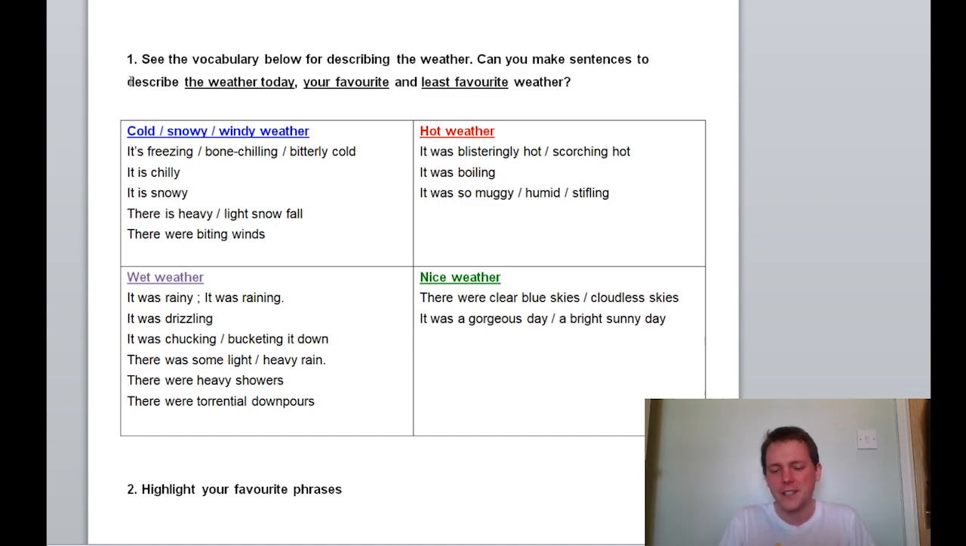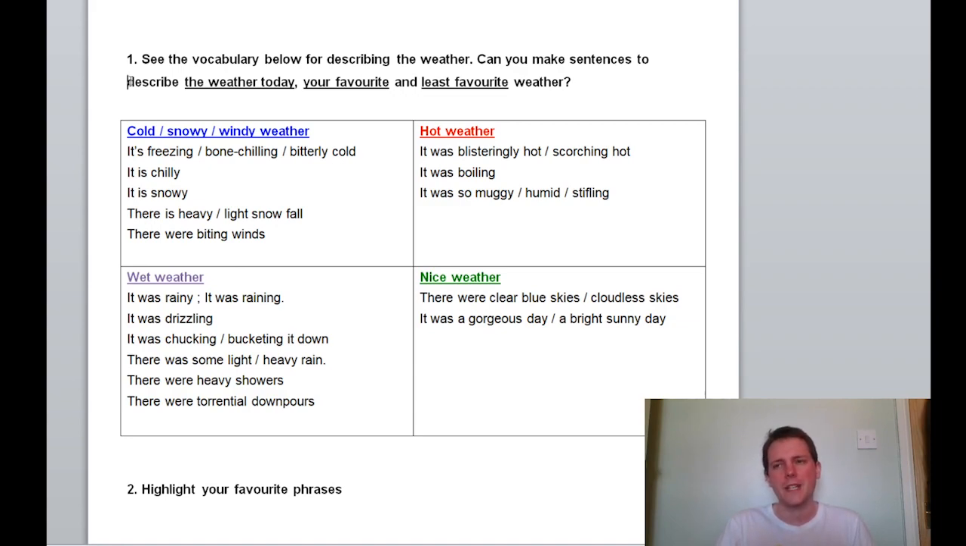Okay, cool. Let's see if I can do it then. Describe the weather today. Well, it's a pretty lovely day today. I have to admit, the weather's pretty nice. There are clear blue skies. Earlier there were a few clouds, but at the moment it's pretty much cloudless. It's quite a bright sunny day.